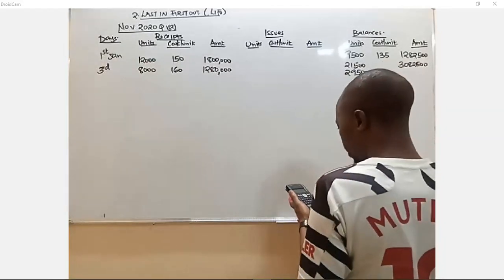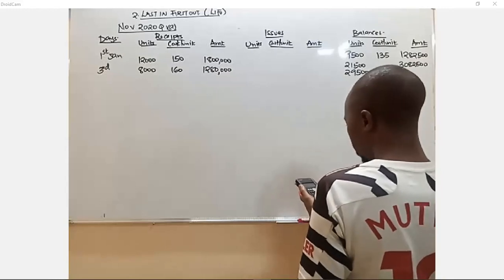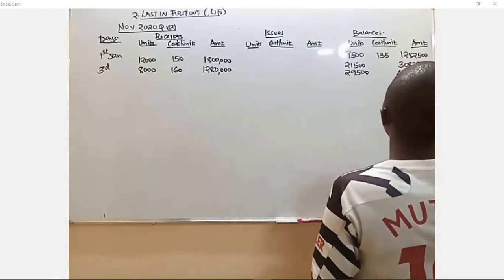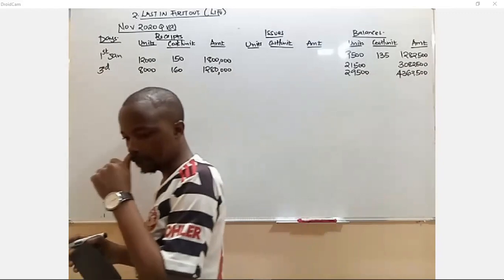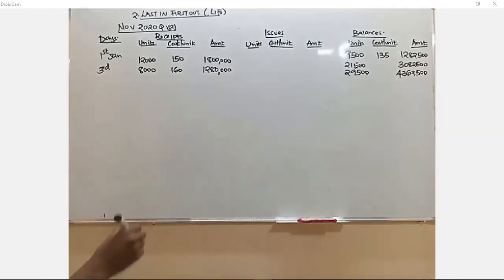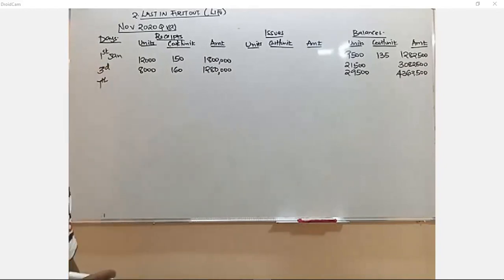What about the total amount? We are going to be having 12,80,000 plus 30,82,500, getting 43,62,500. 43,62,500. The next day was date 7. So what happened on 7th?